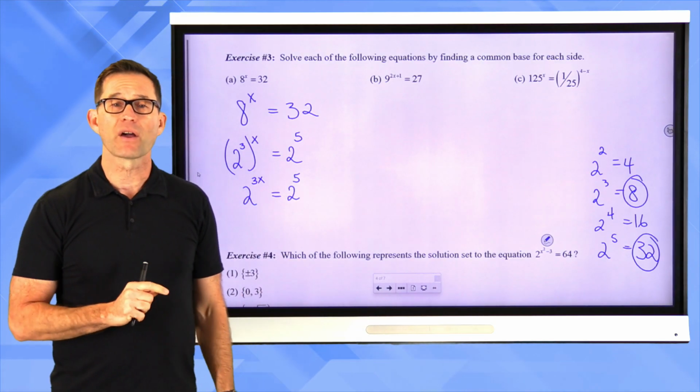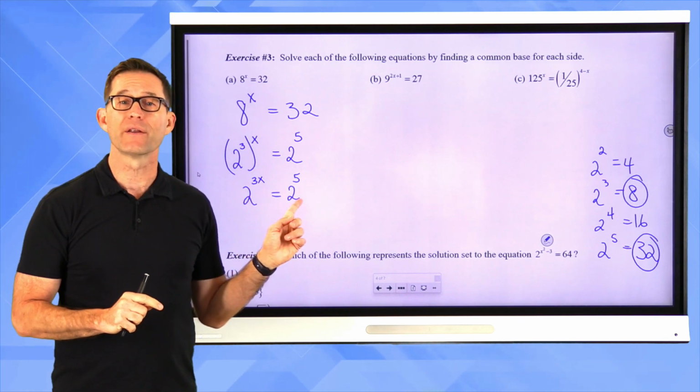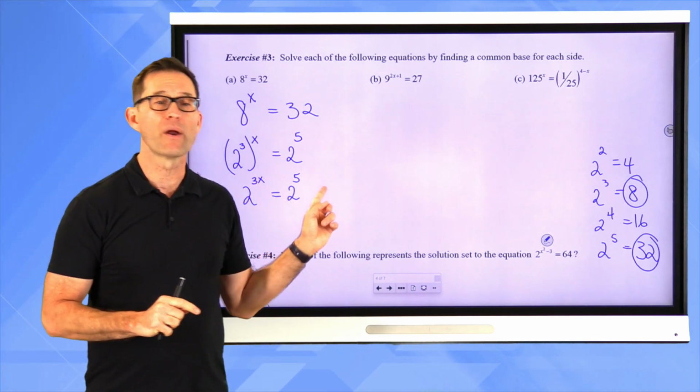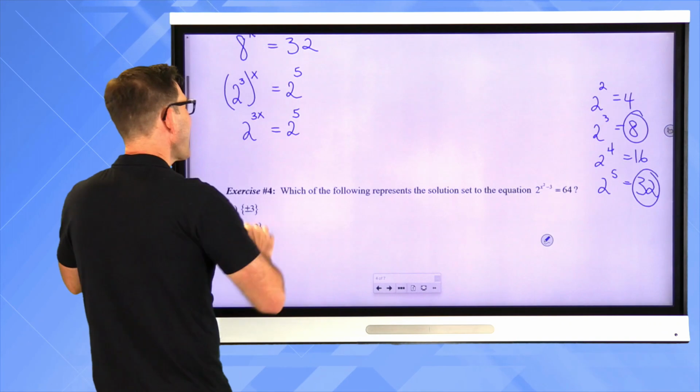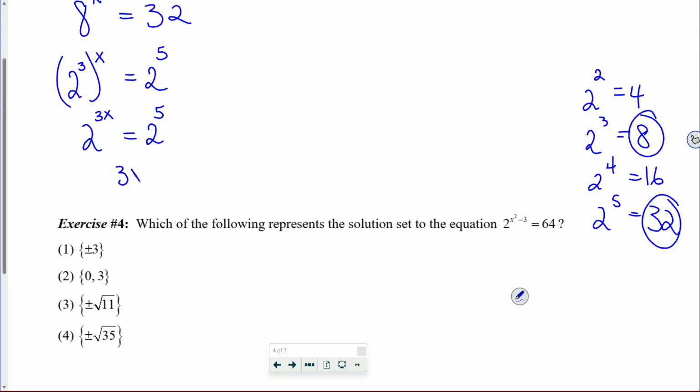And now, since they have a common base, a 2 here and a 2 here, I can now set their exponents equal to each other. I'm not canceling the 2's, by the way. I am just recognizing the fact that if I have 2 to the 3x equal to 2 to the fifth, then 3x must be 5. That allows me to now divide by 3 on both sides, and x is equal to 5/3.